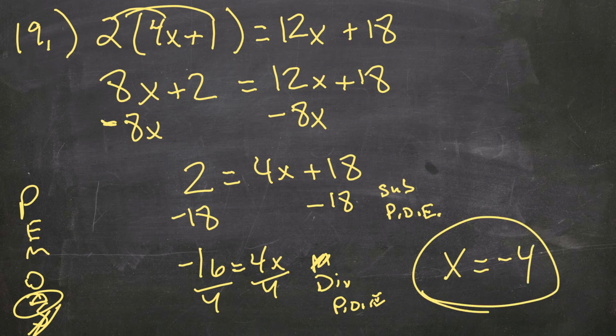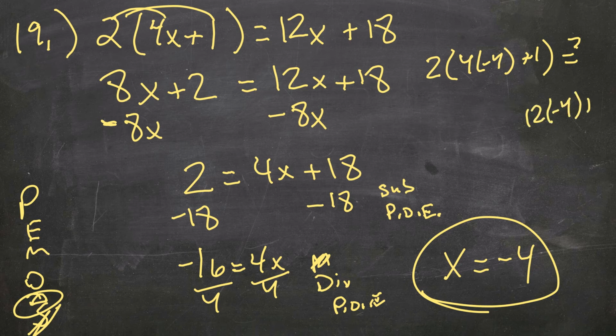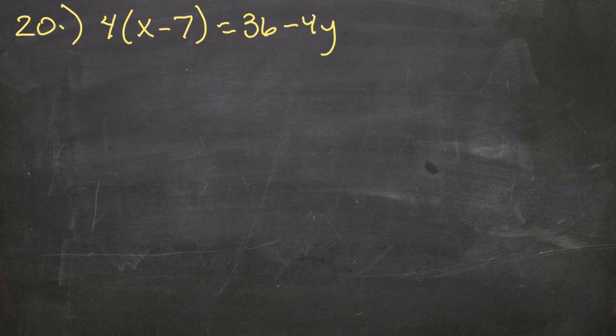That's my answer. Let's check my work. 2 times 4 times negative 4 plus 1. Does that equal 12 times negative 4 plus 18? 4 times negative 4 is negative 16, plus 1 is negative 15, so I get negative 30. 12 times negative 4 is negative 48, plus 18 is negative 30. Good to go.